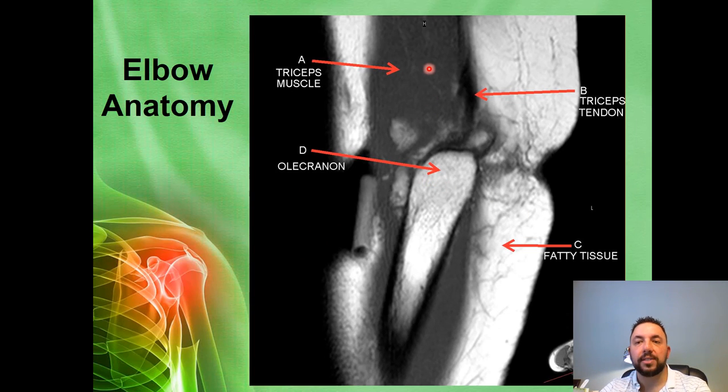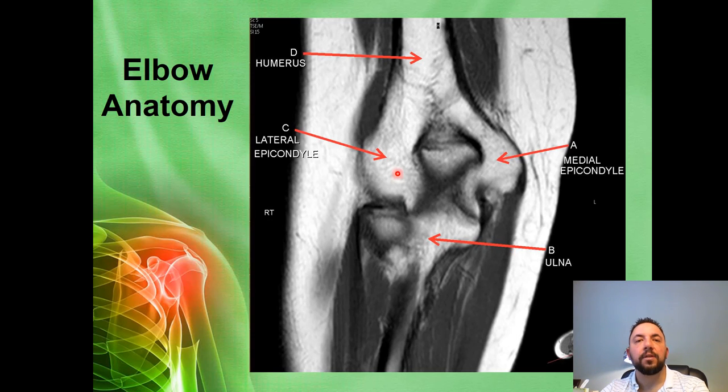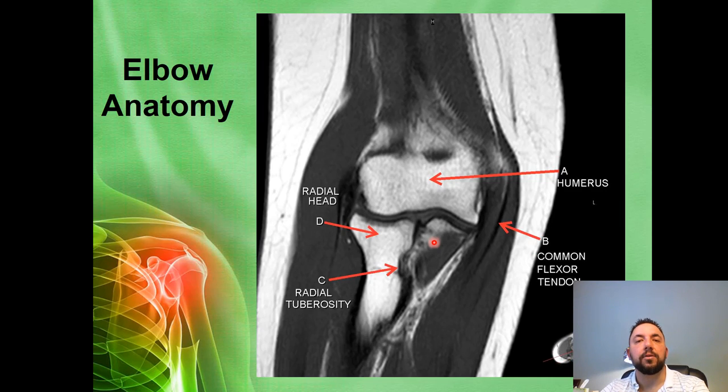The olecranon, the triceps muscle, very posterior in the elbow. The triceps tendon, ligaments and tendons are always black, fatty tissue. The lateral epicondyle, the humerus, the medial epicondyle, and the ulna.